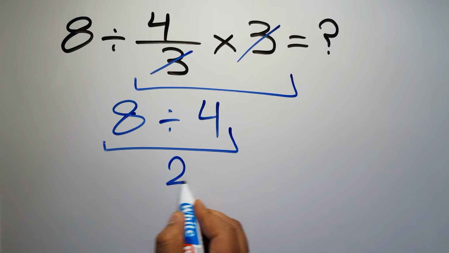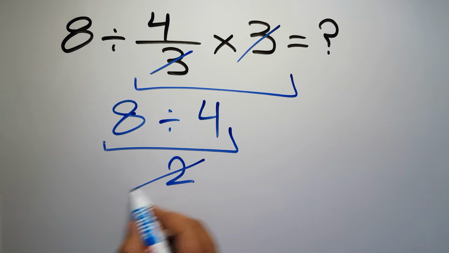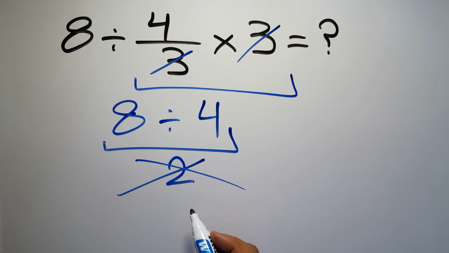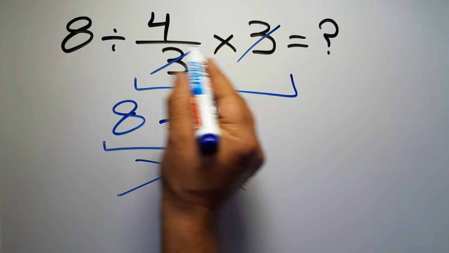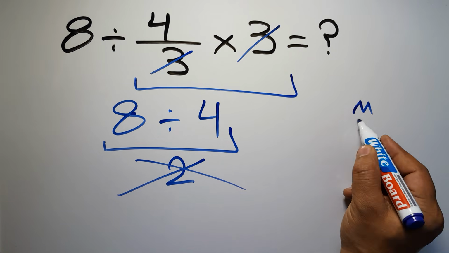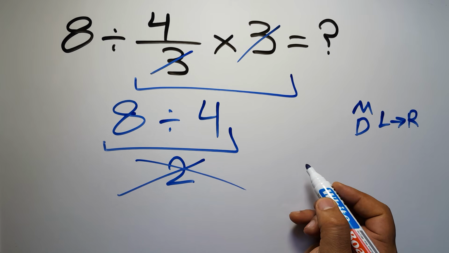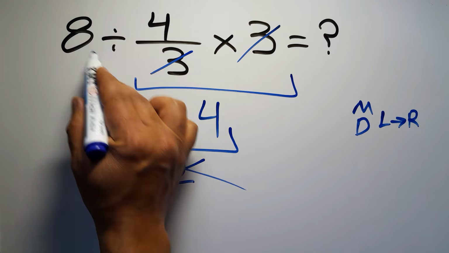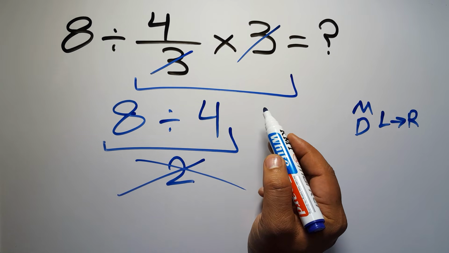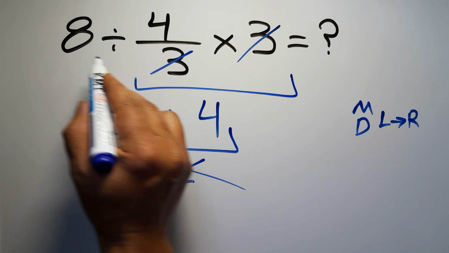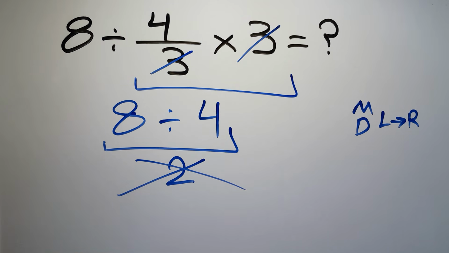equals 2. But this answer is not correct, because according to the order of operations, multiplication and division have equal priority and we have to work from left to right. So here first we have to do this division, then this multiplication. If we do this multiplication before this division, it is wrong.